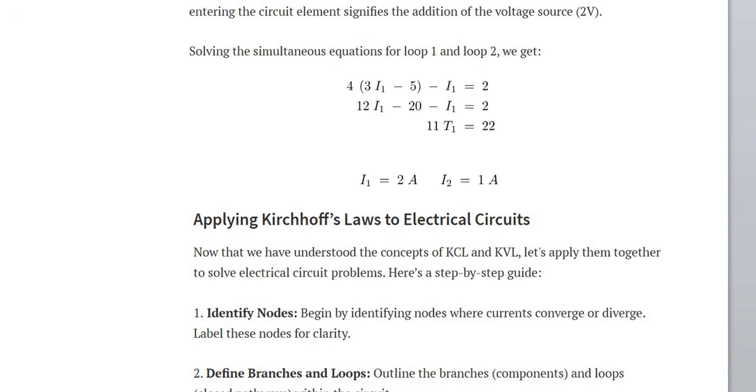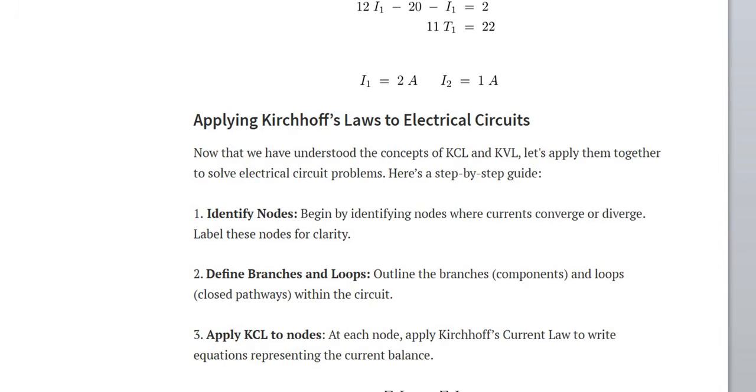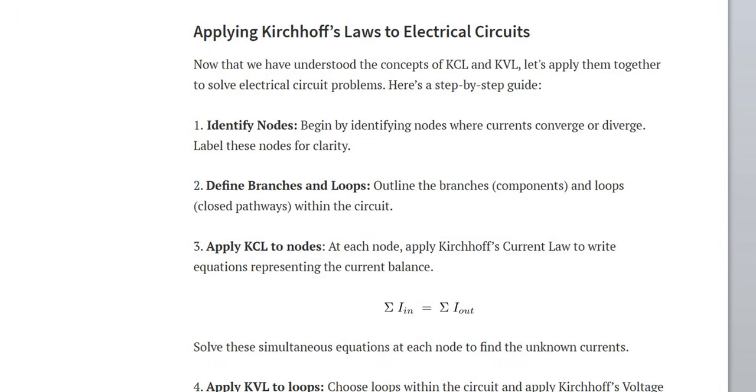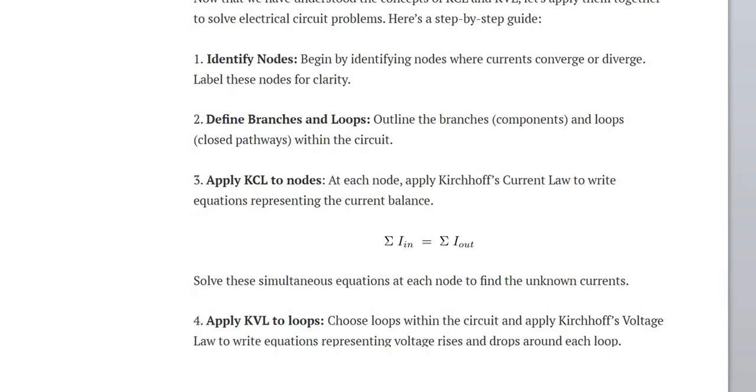Now we are able to understand the concepts of KCL and KVL. Let's apply them together to solve electrical circuit problems. These are the step-by-step procedures we can use to solve the problems. First, we have to identify nodes. Begin by identifying nodes where currents converge or diverge. Label these nodes for clarity. Define branches and loops. Outline the branches, components, and loops, that is closed pathways within the circuit.